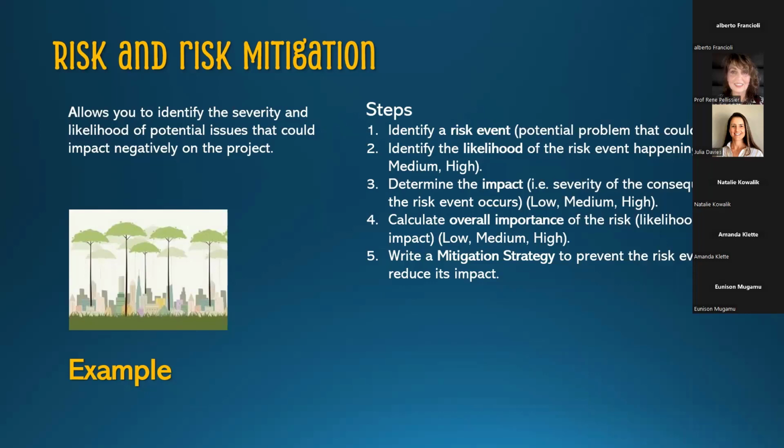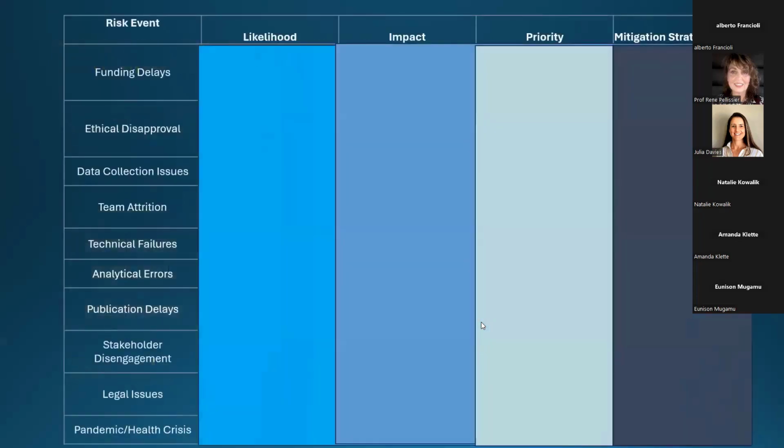So if I took the risk events and I identified the likelihood of them happening, low, medium, high, and then in addition to that, I identify the impact of each one of these risk events, low, medium, or high, I can actually calculate almost in a probability format what the overall importance of these risk events are. I'll show you now. And once I have that, I can create a mitigation strategy. So it'll look like this.